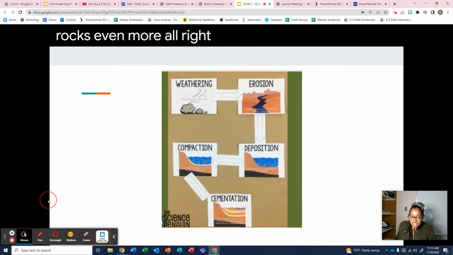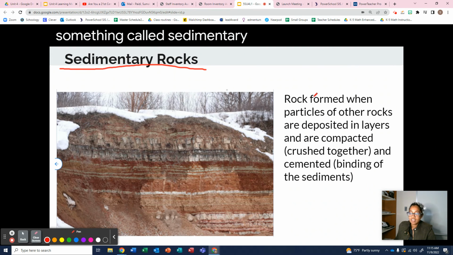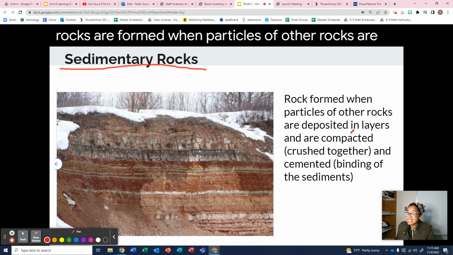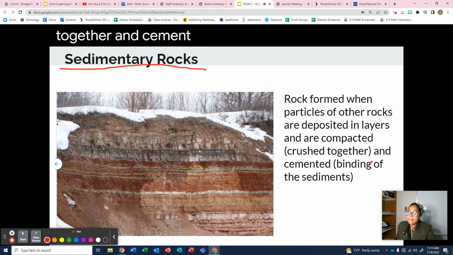All right, what's going to happen through that whole process is we are now going to get something called sedimentary rocks. Sedimentary rocks are formed when particles of other rocks are deposited in layers and are compacted, crushed together, and cemented. Cement is the binding of the sediments.